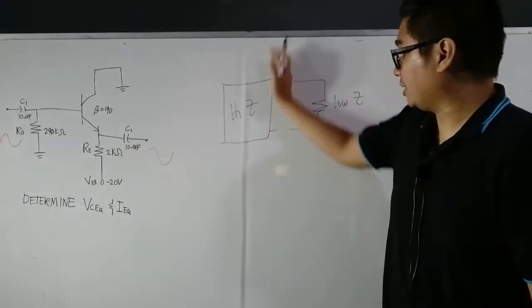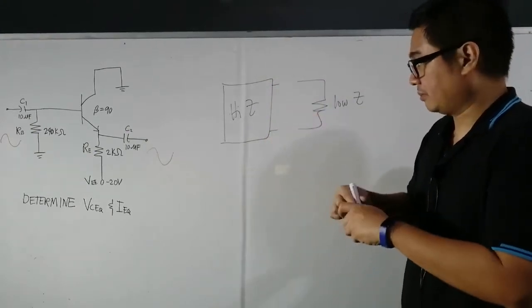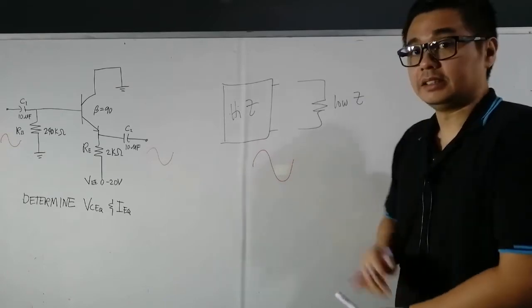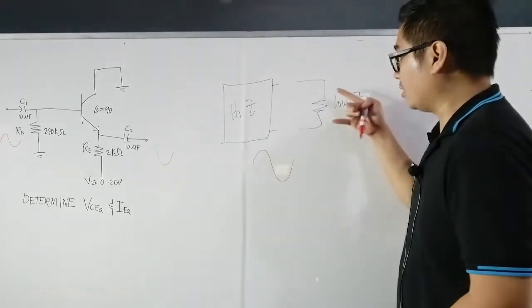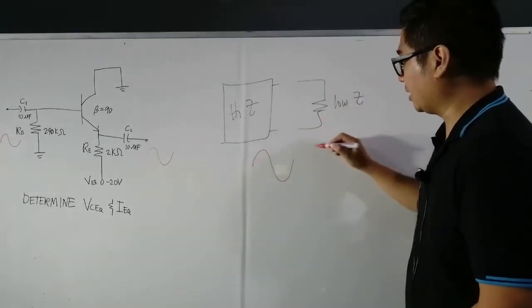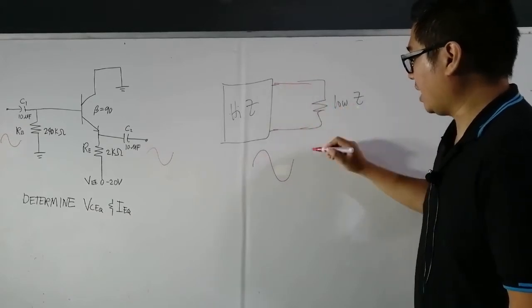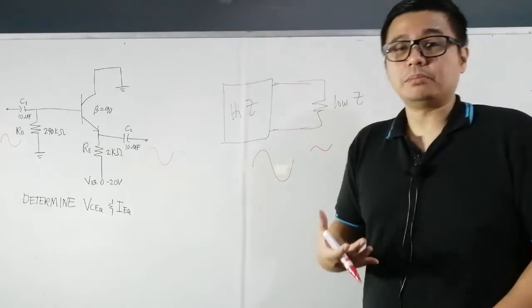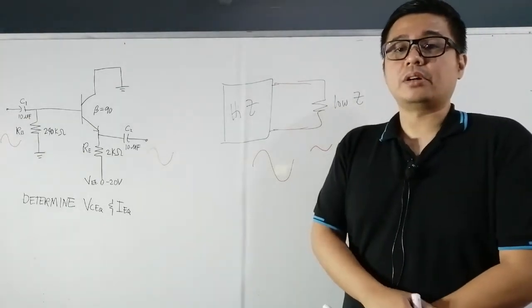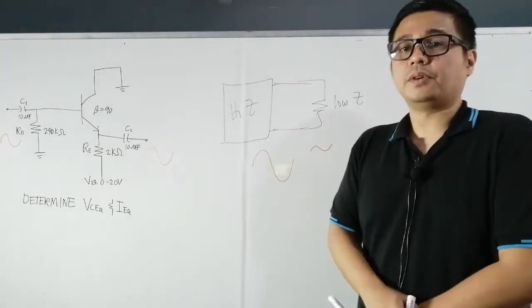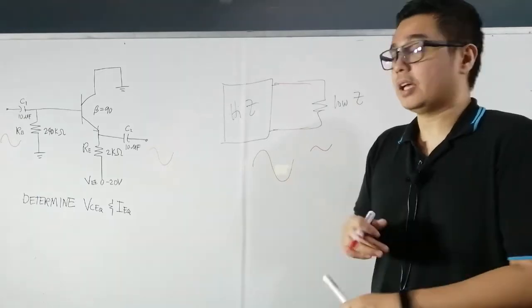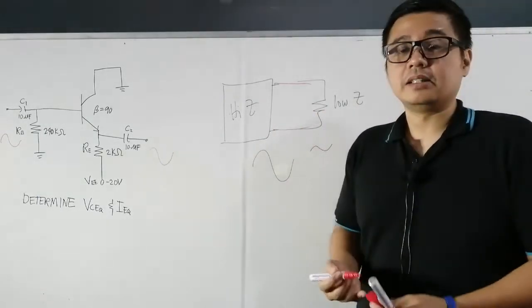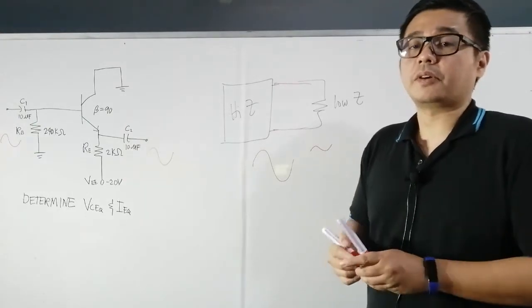If we disconnect it, for example, our output may be this large. If we connect the low impedance load, our output may be just like this. So that is the loading effect: the decrease in the value or amplitude or amount of voltage because we have connected a low impedance load to a high impedance circuit.